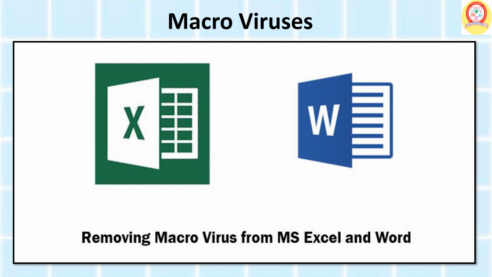Macroviruses. A macro is a set of commands written by the user to be executed later. For example, if you execute a set of commands often in MS Excel or MS Word, you can save that set of commands as a macro. A macrovirus uses the macro languages for its program.